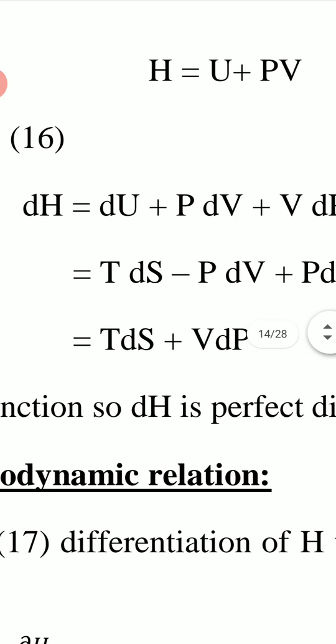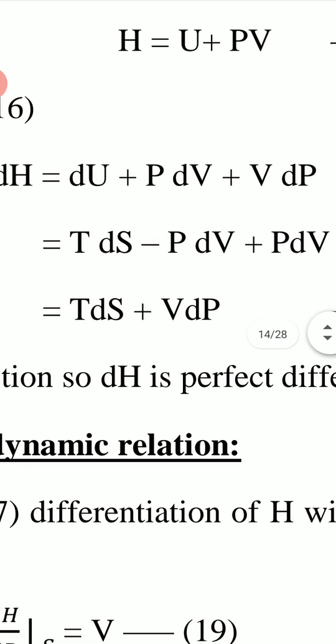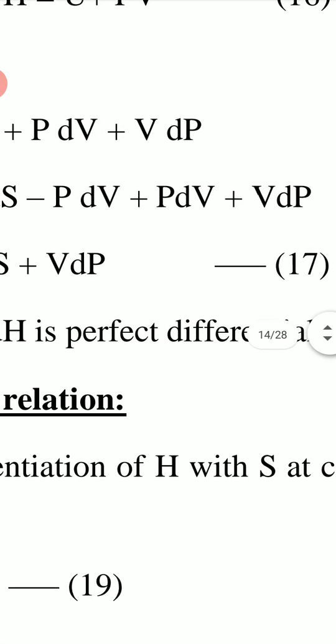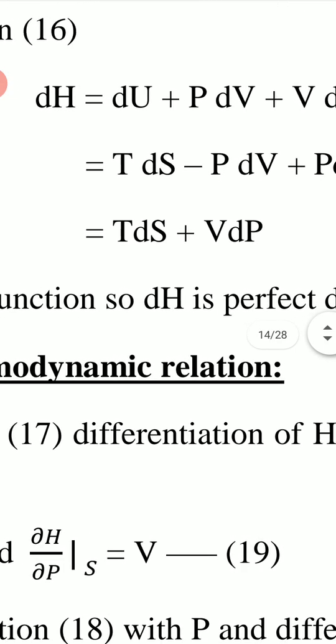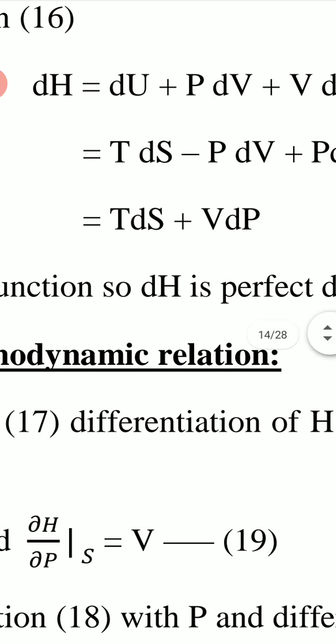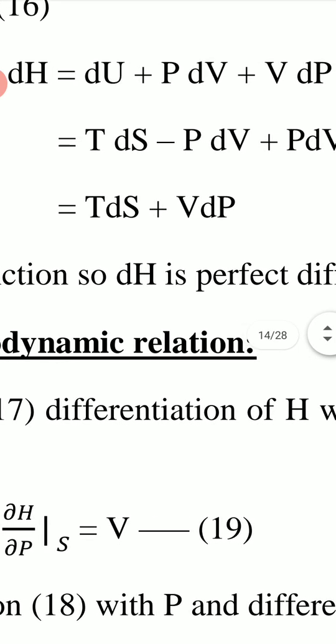If we differentiate this, then we get dH equal to dU plus PdV plus VdP. Differentiation of PV is PdV plus VdP: first function times differentiation of second plus second function times differentiation of first. Now put the value of dU from equation 3 as we have done earlier. This is dU equal to TdS minus PdV. It is from equation 3. Remaining terms are PdV plus VdP. Again two terms are cancelled out, that are minus PdV and plus PdV, and we get dH equal to TdS plus VdP. H is also a point function, so dH is also a perfect differential.